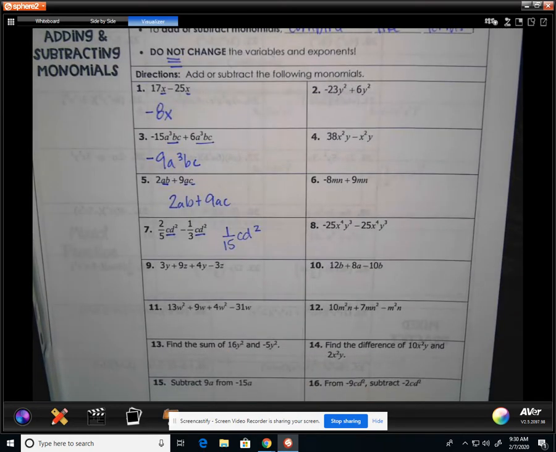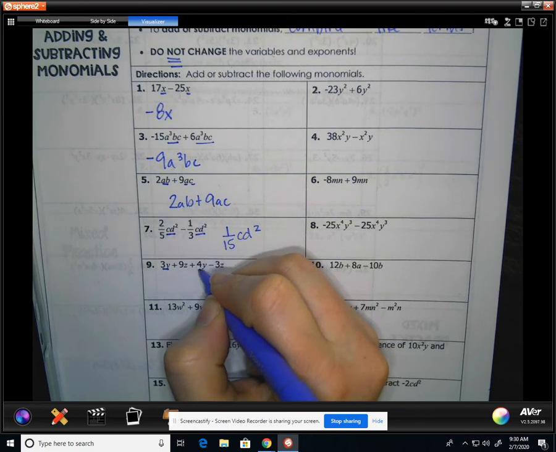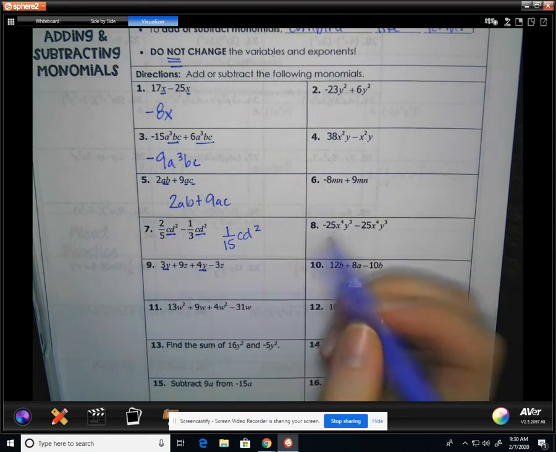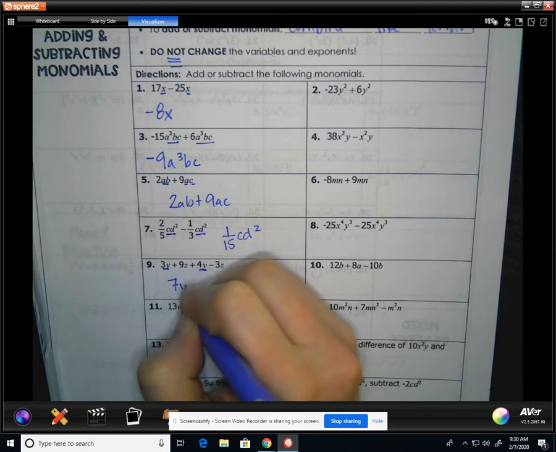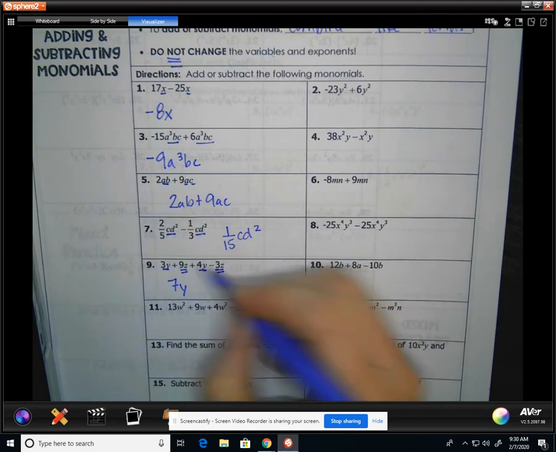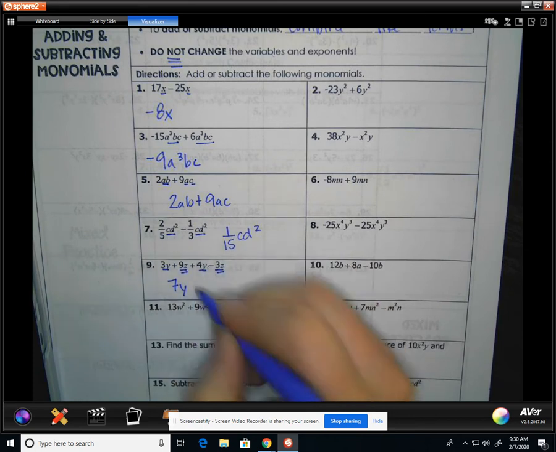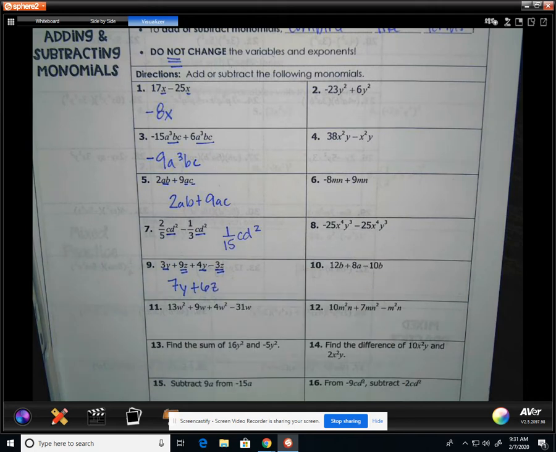Okay, now moving to my next problem. I have 3y plus 9z plus 4y minus 3z. I'm going to start with this y. I'm going to go in alphabetical order. And then I have this y. The two y's will go together. So we do 3 plus 4, which is 7, and we keep y. And then I have a z and a z. So I do 9 minus 3, and 9 minus 3 is a positive 6, and I keep the z, so that would be my final answer.